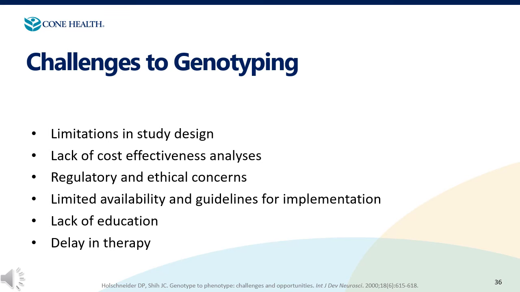There are significant regulatory and ethical concerns, and because of this, there are no true guidelines for testing or implementation, as well as a lack of education for both clinicians and patients. And with all of these things put together, there are often risks of delays in therapy because of the uncertainty that surrounds pharmacogenomics.